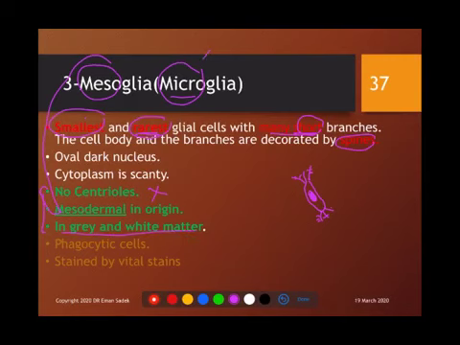What is the function of these cells? They are phagocytic cells. They phagocytose any harmful material present in the nervous tissue. As regards the staining, they are stained by vital stain because they are phagocytic. So when we apply during the living condition any stain, it will be recognized as a foreign body and will be phagocytosed, and accordingly the cells will be stained by this stain. So they are stained by vital stain, the stains which are given during the living condition to be diagnosed as a foreign body and engulfed, so they will stain these microglia.